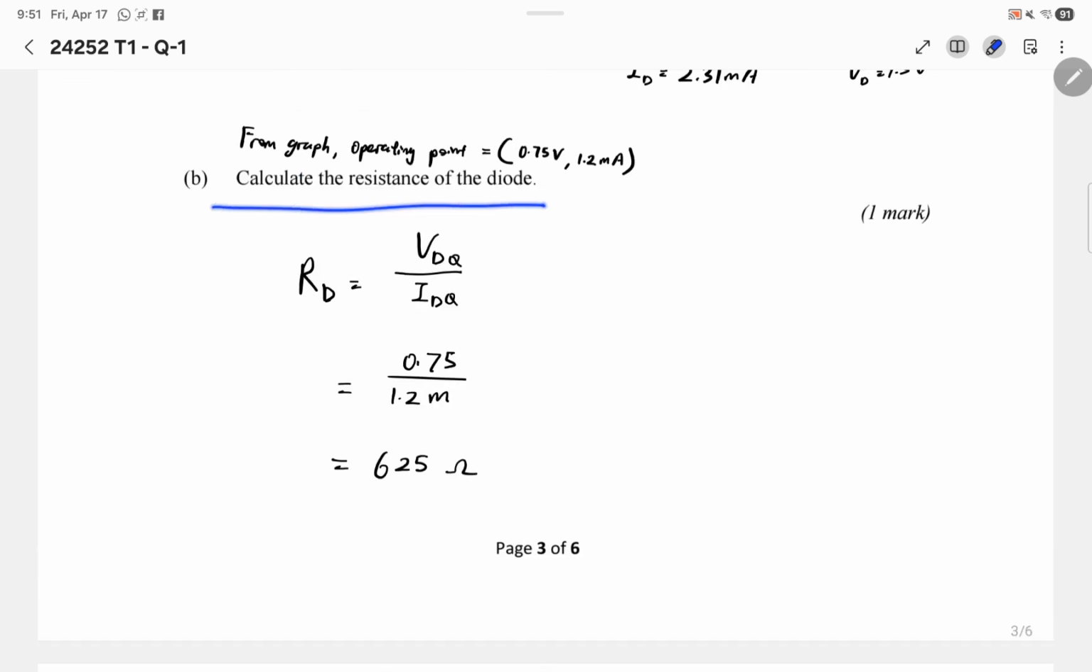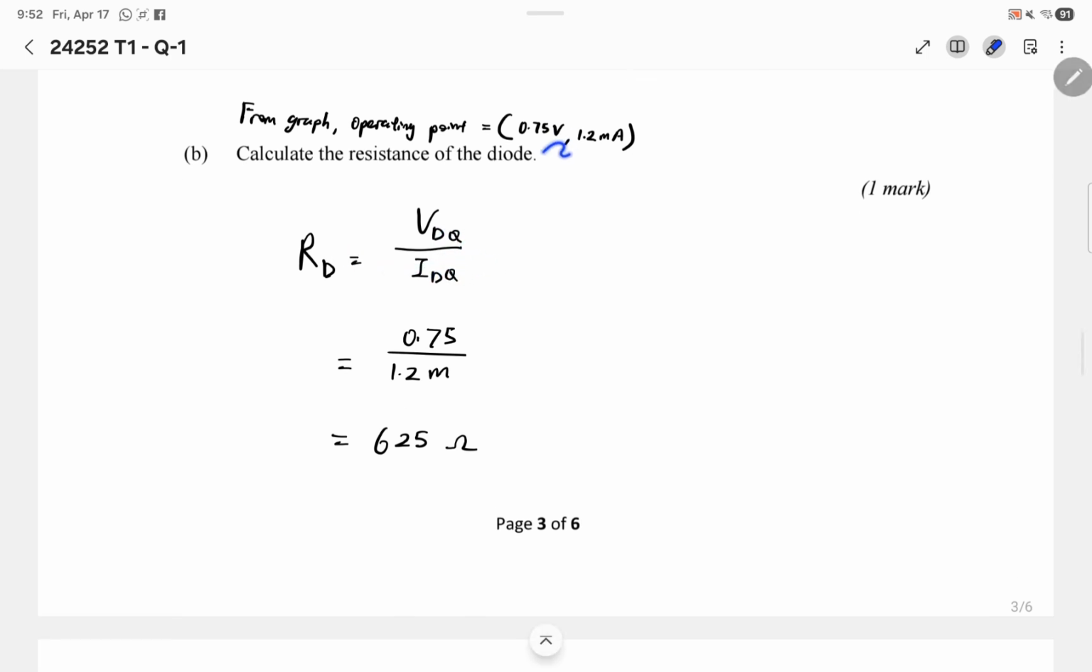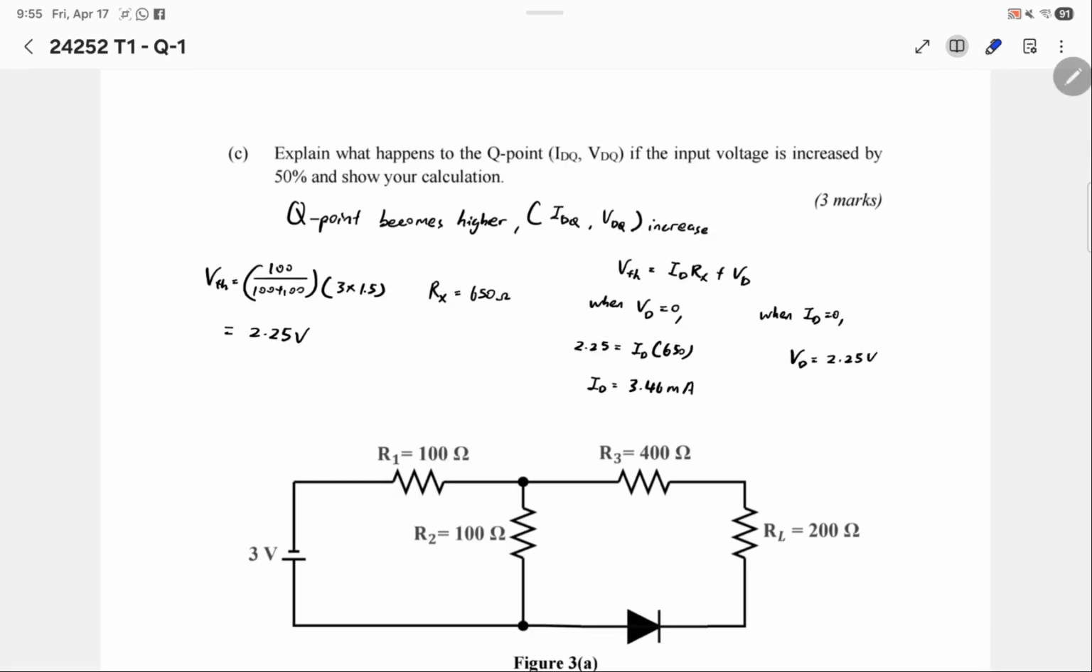So for question B, calculate the resistance of the diode. We just use Ohm's law to find the resistance. VDQ over IDQ equals RD. Then we substitute the point we just found, and we calculate the resistance is 625 ohm.